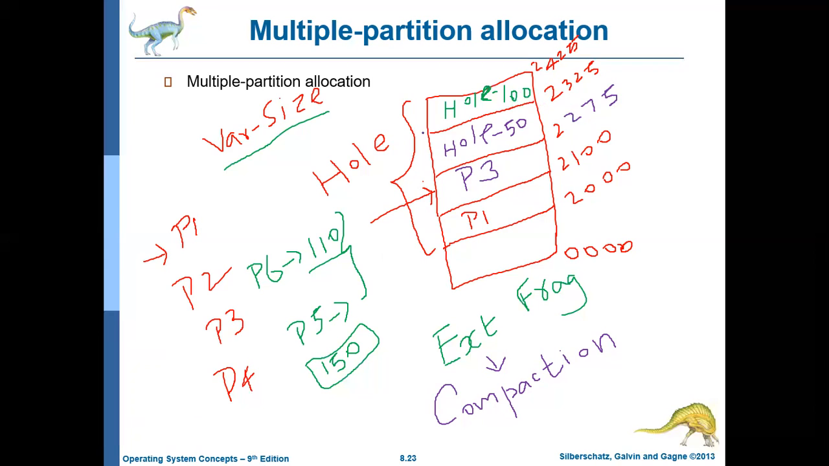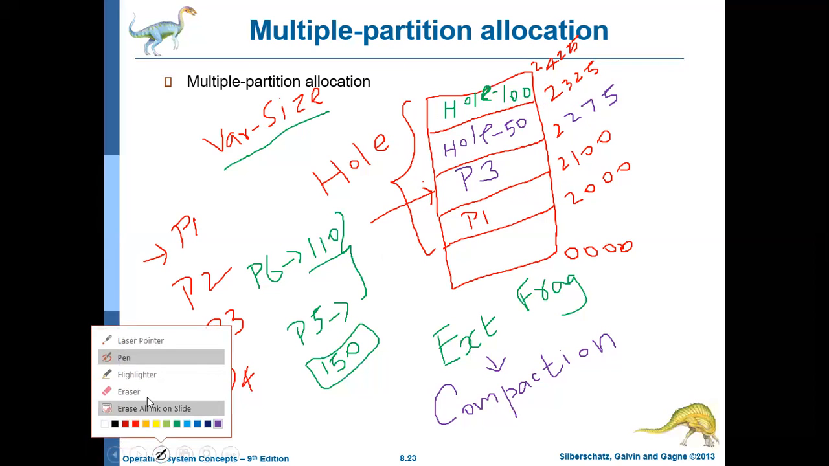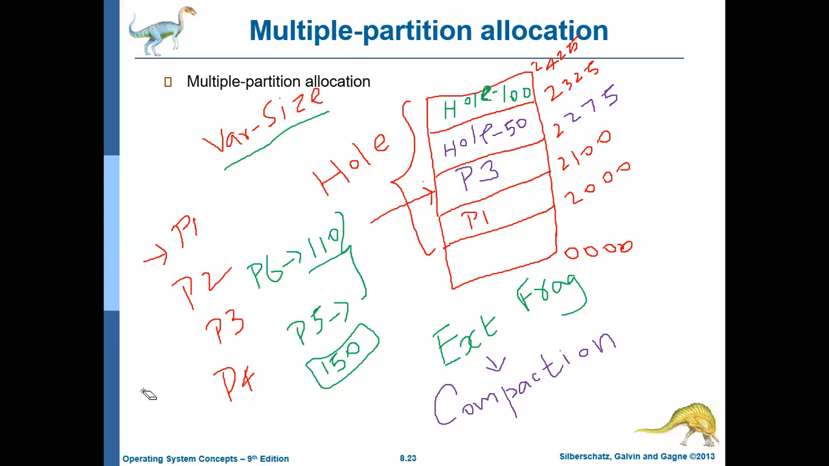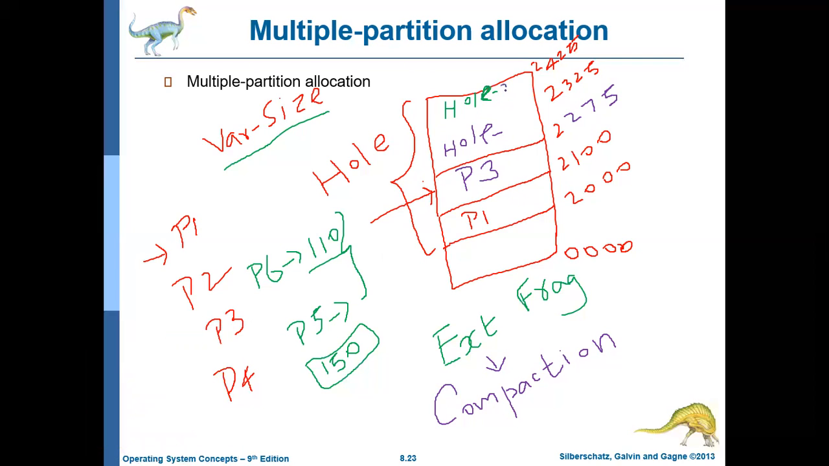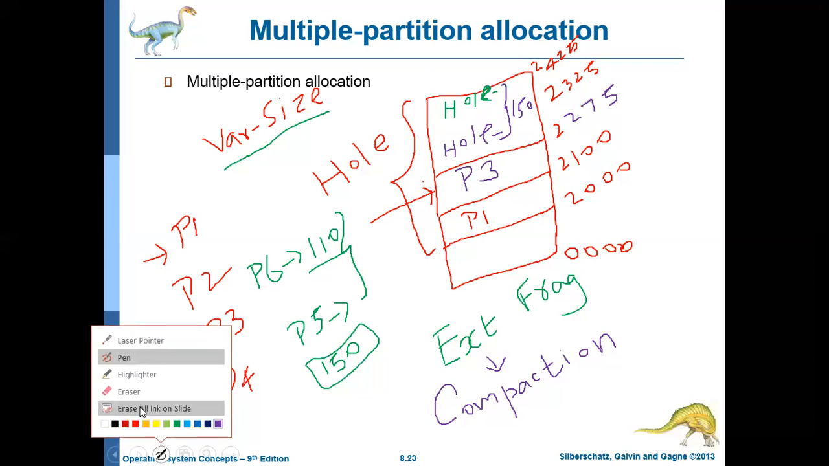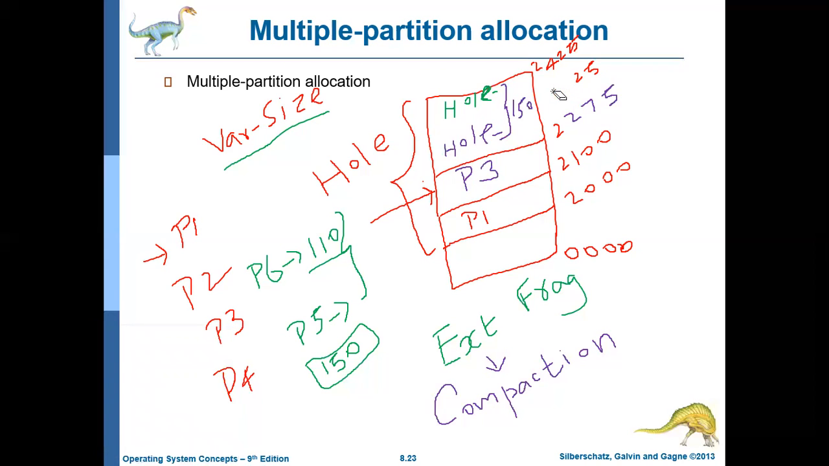And the next 100 MB will be a hole. And then the operating system will merge these two holes. Whenever there are two adjacent holes, the operating system will merge them and make it a single hole. Now there are not two holes, there is only one hole of size 150 MB. So this process that is done by the operating system is called compaction.